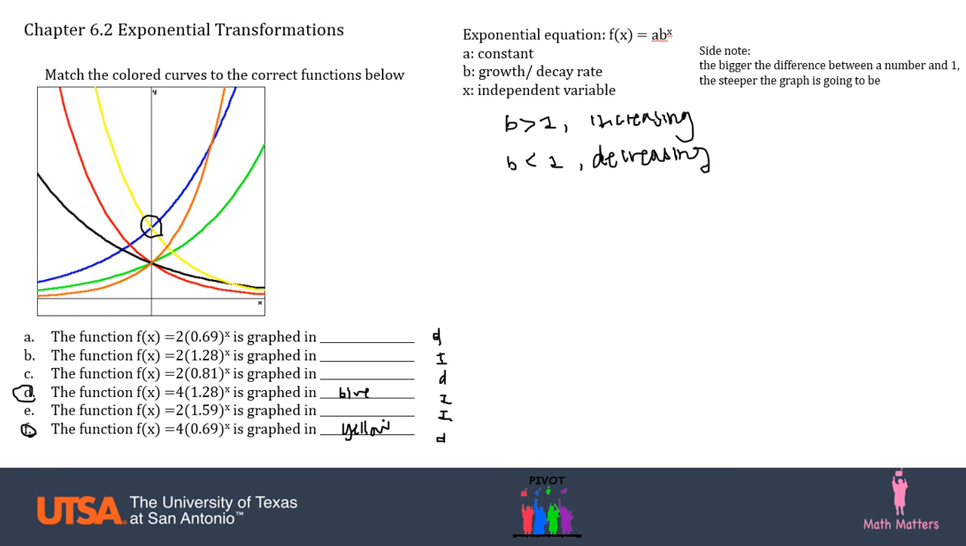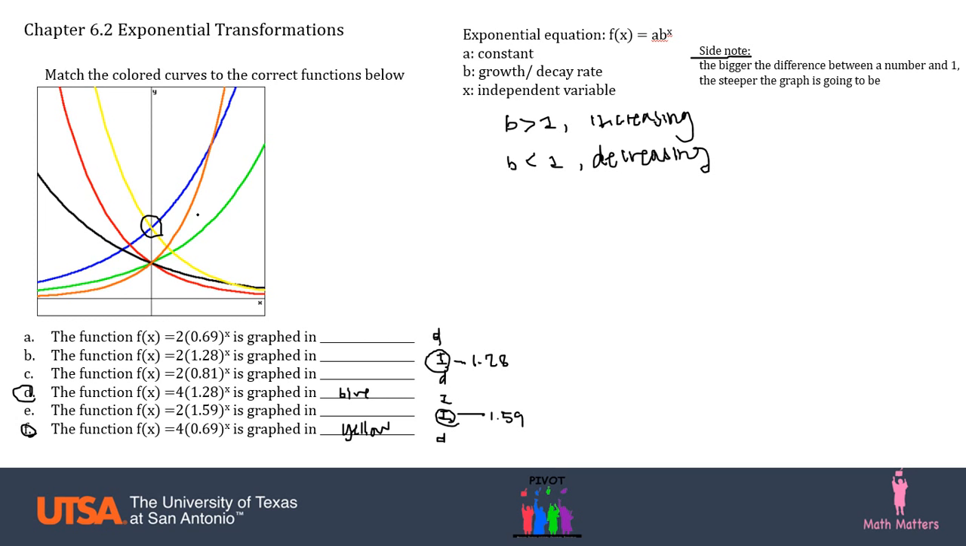Alright, so now let's look at the side notes here. The bigger the difference between a number, which is going to be your b, and 1, the steeper the graph is going to be. So let's look at the remaining increasing. You have a b that's 1.59 here, and a b value that's 1.28. Because 1.59 has a bigger difference than 1.28, we know that 1.59 is going to be steeper.